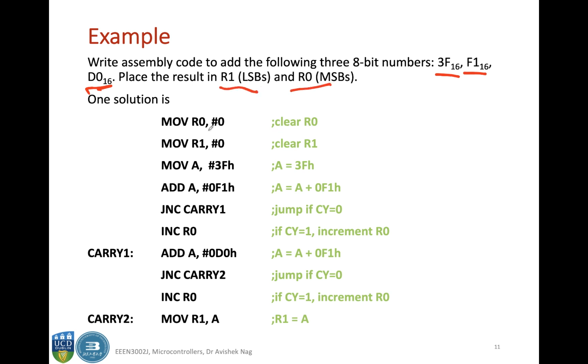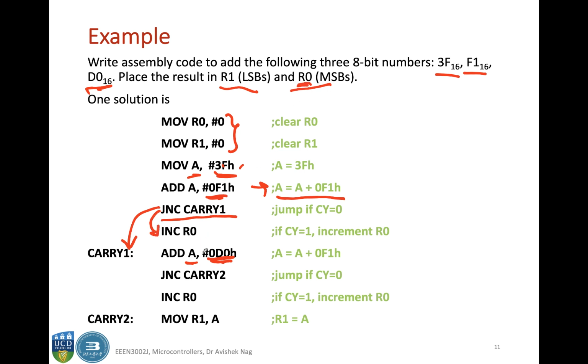Since R1 and R0 are used, they are cleared. Now you move the first number to the accumulator, and you add the second number to the contents of the accumulator, which contains this number. So after this step you will have this operation, and then you are checking whether there is a carry. If there is no carry, then you move to the next step, which is adding the third number to the accumulator. But if there is a carry, then you should increment R0 because R0 will contain your MSBs.